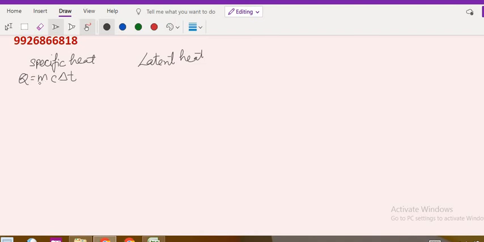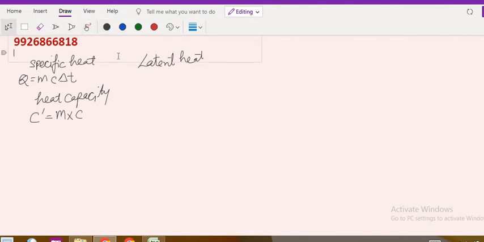So C is the specific heat capacity. In addition to this, we have what is called the heat capacity. This heat capacity is represented by C dash, and the relation between C dash and C is C dash equals the mass of the substance multiplied by its specific heat capacity. The unit of C dash would be simply joule per degree Celsius or joule per Kelvin. This is about our specific heat.